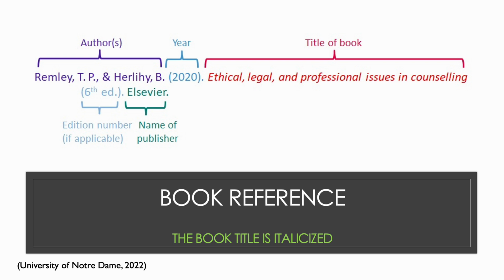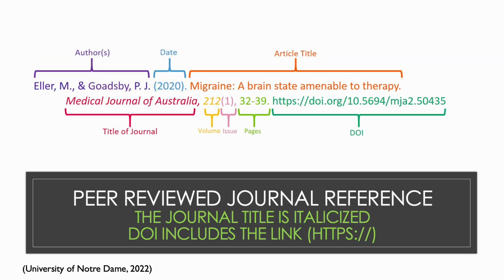Then include the edition number in parentheses if it is applicable. Note that edition is written as ed, period. Following the parentheses is also a period. The name of the publisher followed by a period is the final item included in a book reference. Please note that the book title is the only thing italicized in a book reference.